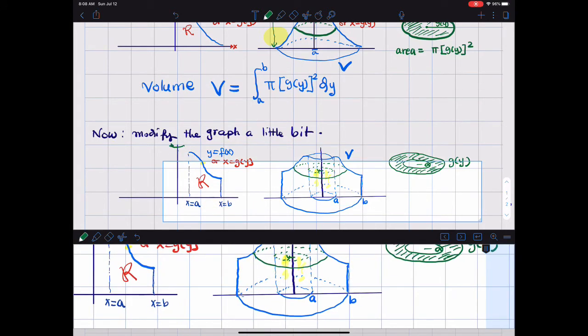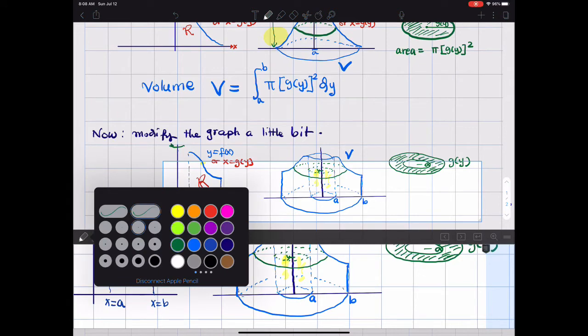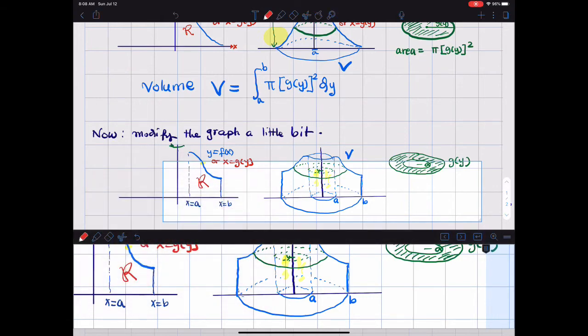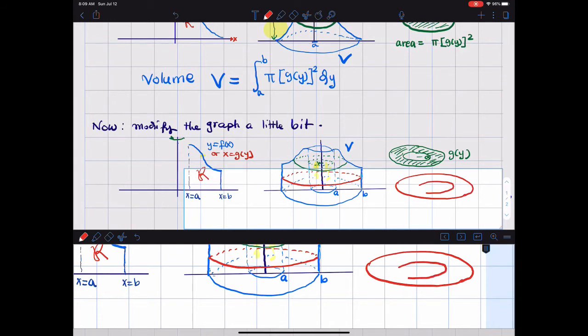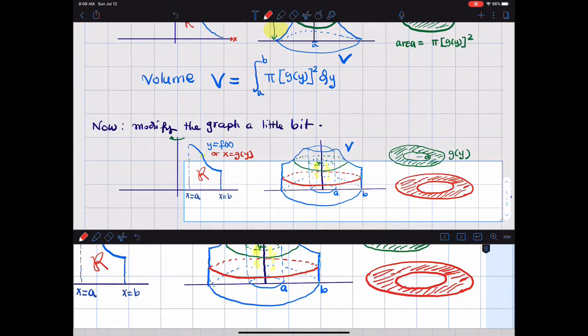Now, how about if we say, I don't want to take my slice from there. I want to get a red slice from over here. In that case, this slice would look like this. Still going to be a washer, kind of like the first one, but something has changed. The outer radius is b. The inner radius is a.